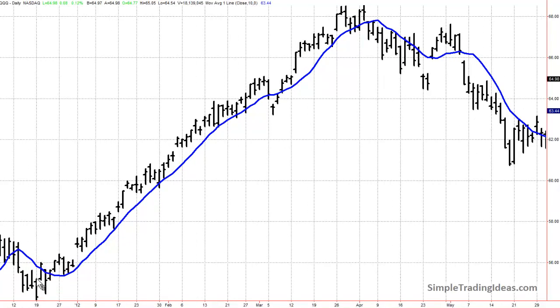Okay, we'll look around here, and we can see that we have ourselves a close based upon our rule that is above this 10-period moving average. Our rule says that we should buy here at the very next open. So that gives you a trading signal ahead of time.